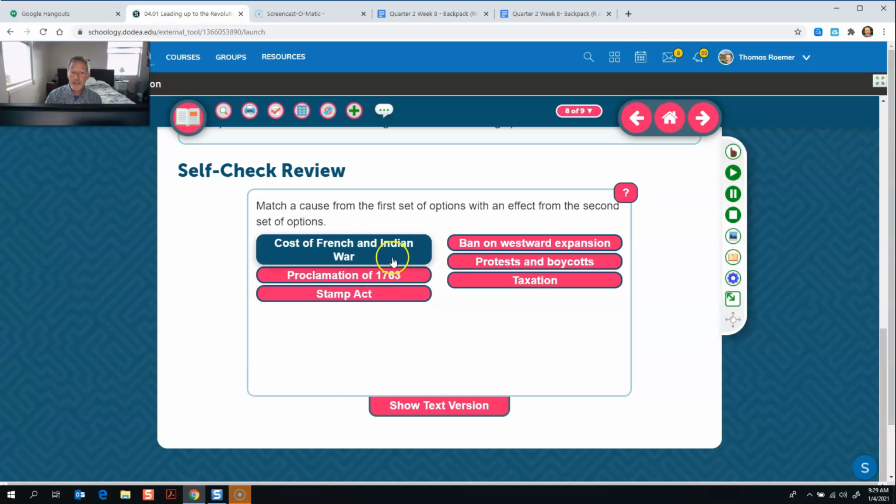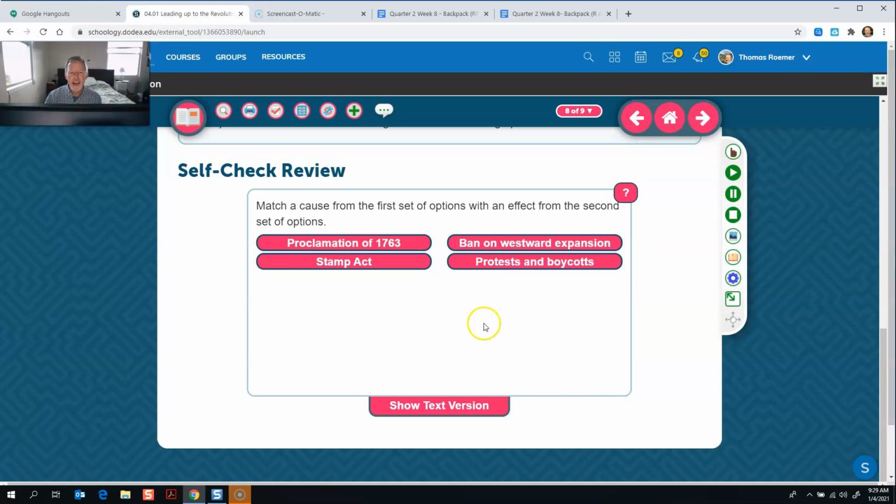Okay, the French and Indian War, I know what that one did. It caused them to tax the people because Britain needed to raise money. Now I got it down to 2 different ones. Okay, the Proclamation of 1763 and the Stamp Act.